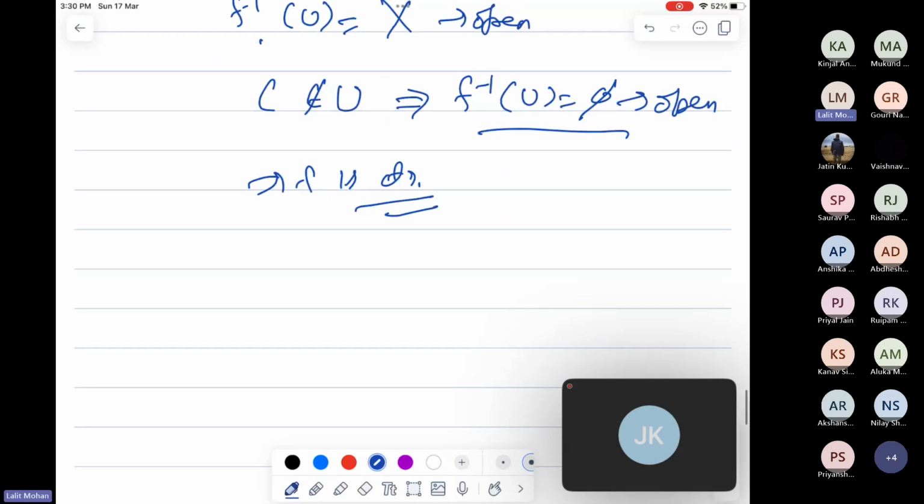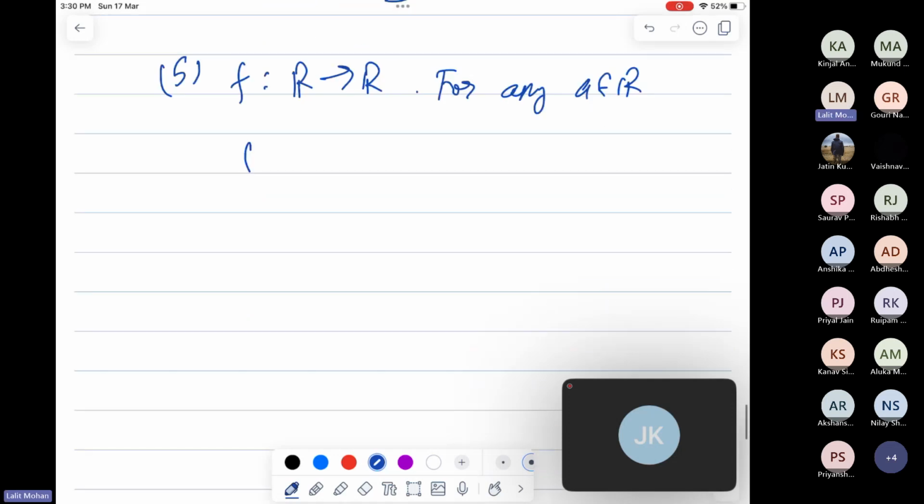So the fifth question, we have given that f is from R to R. For any a belonging to R, we define a new function f_a such that f_a of x equals f of x minus a. This is called a translation map. So I am just doing the A part, the B part will be similar. You have to replace continuity by the uniform continuity test.